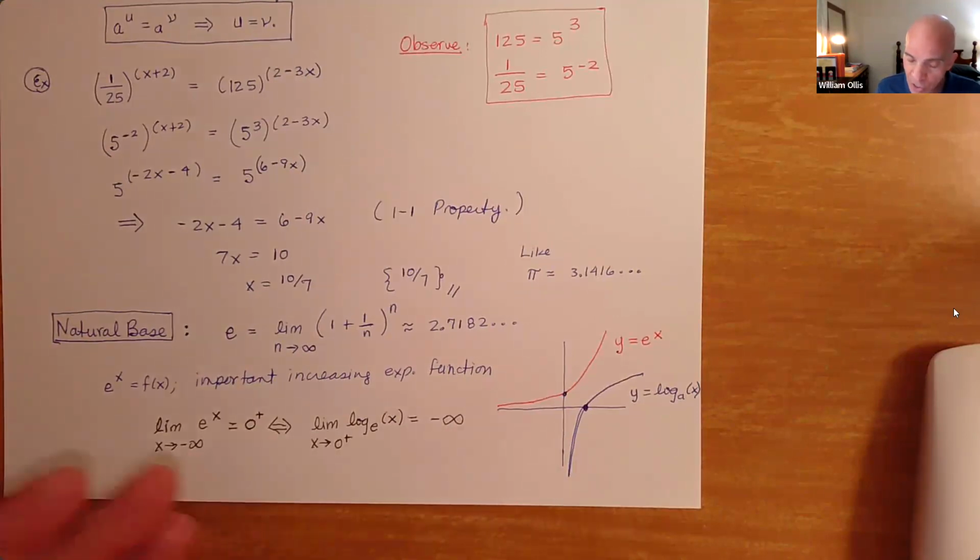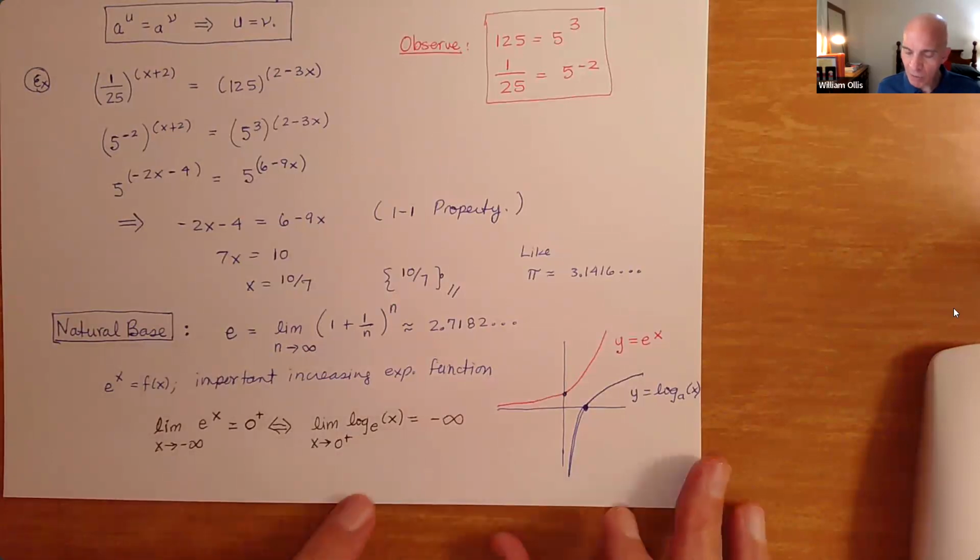So again, just remember that by the assumption that the base A exponential is 1-to-1, we get lots of results with that. We get the existence of the inverse function. We get all the properties that would result from that connection between the two functions.